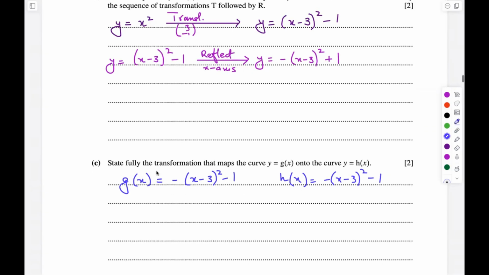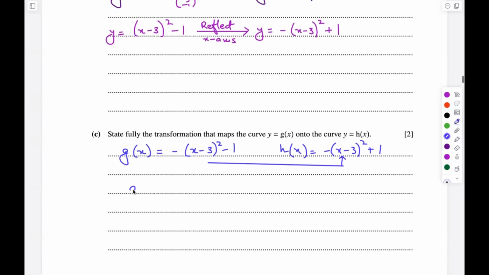So we have to find the transformation that will map G onto H. Now we can see that over here, everything is the same. The only difference is, this was a plus 1 over here. This minus 1 has now become a plus 1. Now this basically represents a translation of 2 units in the y direction, as everything else is the same.